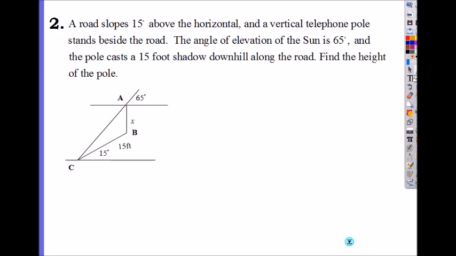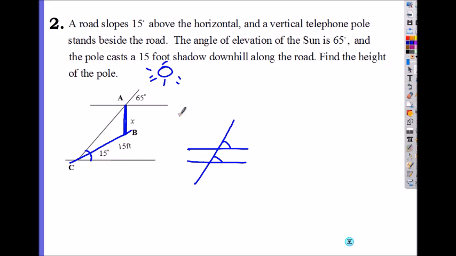So the road slopes 15 above. So this is the road. And the angle is 15 from the horizontal. And the telephone pole is vertical. So here you can draw anywhere, but I happen to draw it here, and that's vertical. And here's the sun. So the angle of elevation to the sun is 65. That means if you draw the angle of elevation from the ground here, this will also be 65. Remember, corresponding angles are congruent.